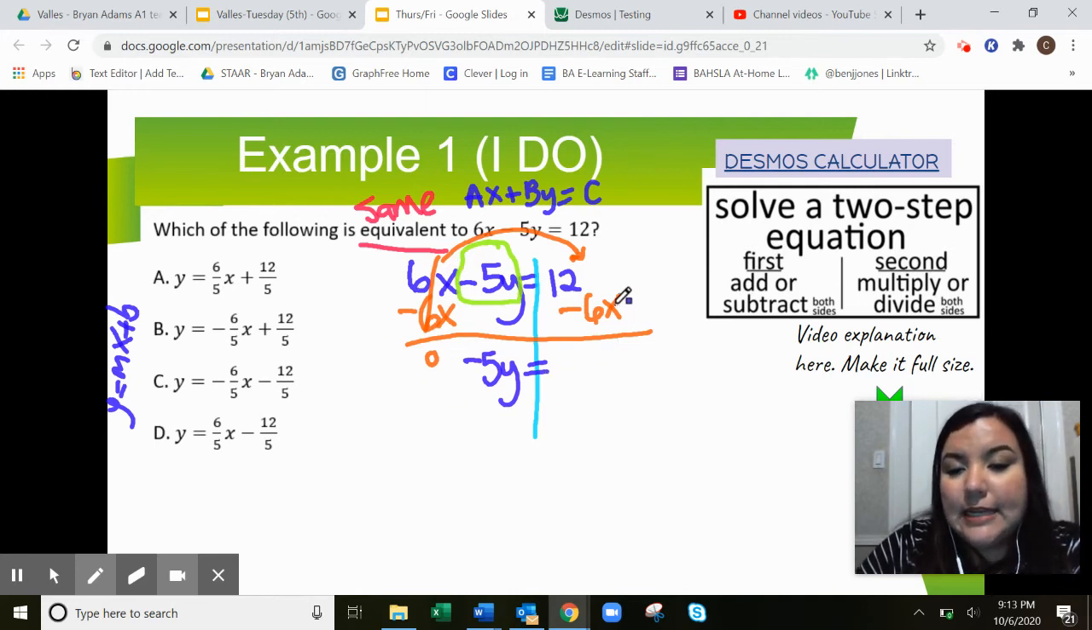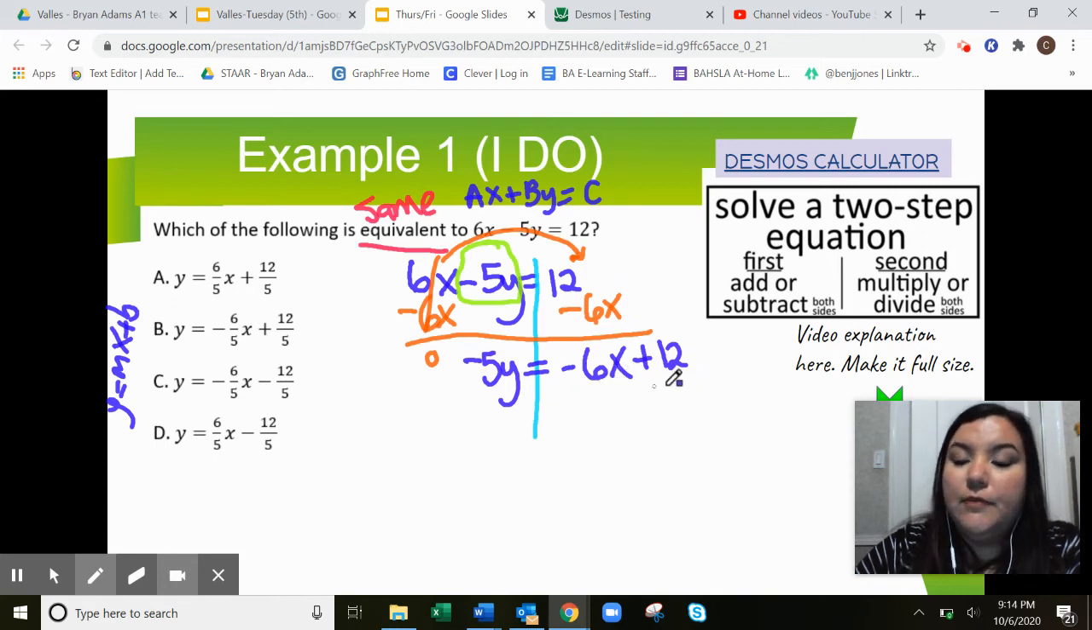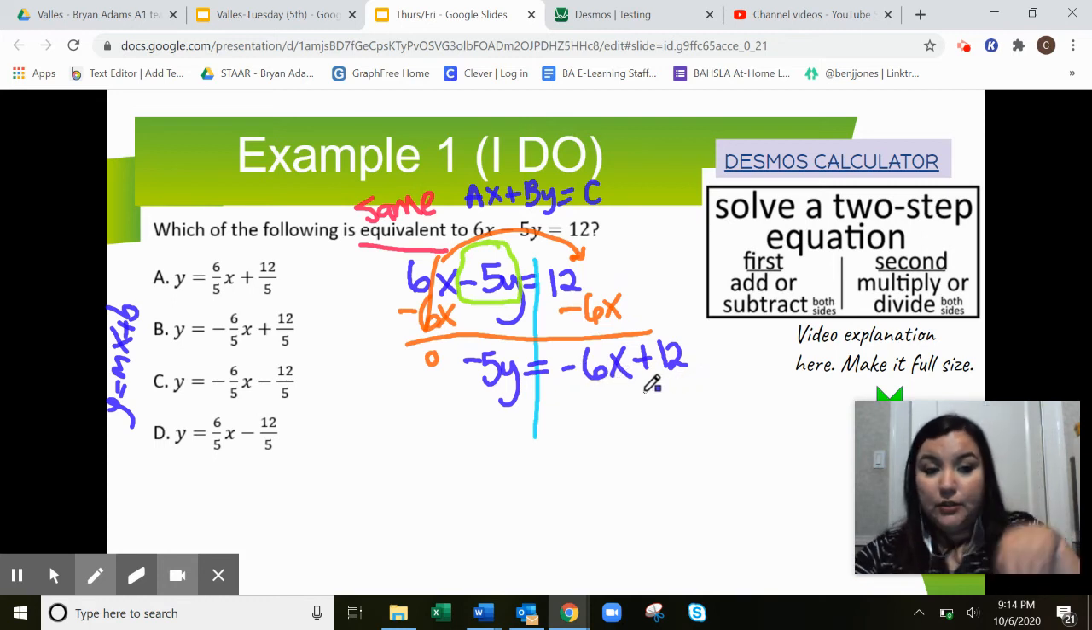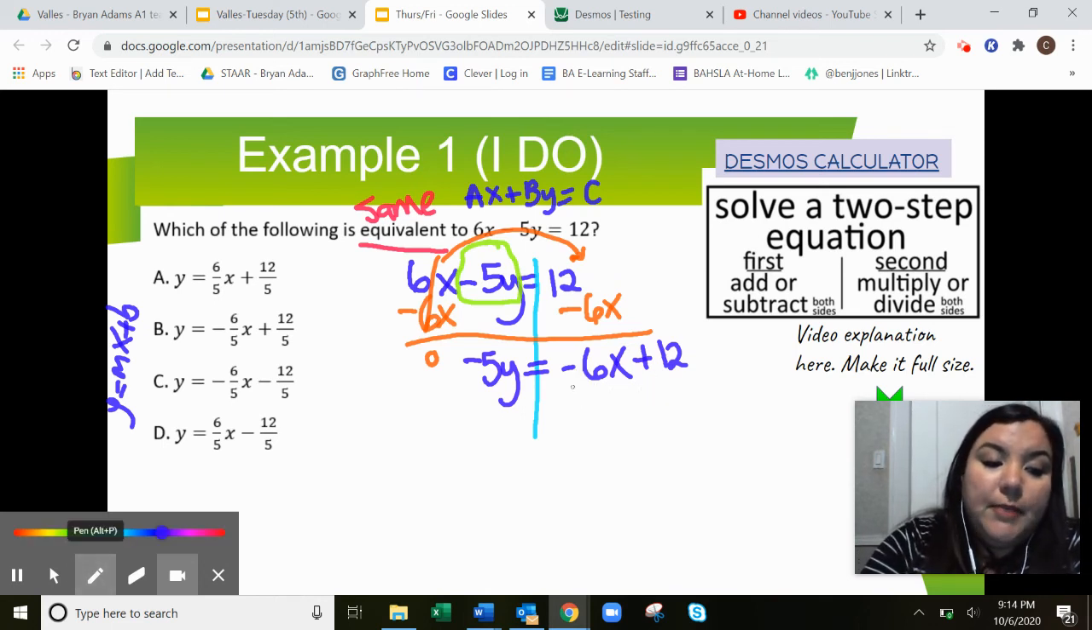And because I need to match this similar to what I have on my answer choices, I'm going to do negative 6x plus 12. Now, that may have looked a little bit confusing, but all I did was move this part over to the front before the 12, just so that it can match and look similar to what I have here. Okay, my y is still not by itself because it doesn't just say y equals.